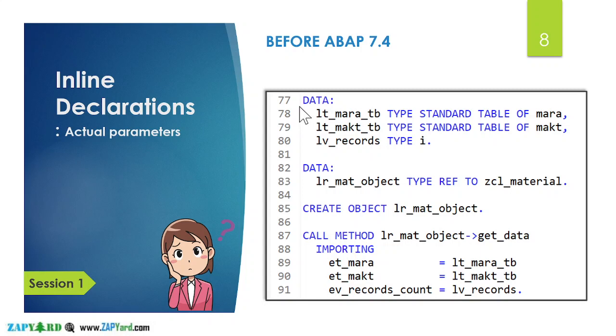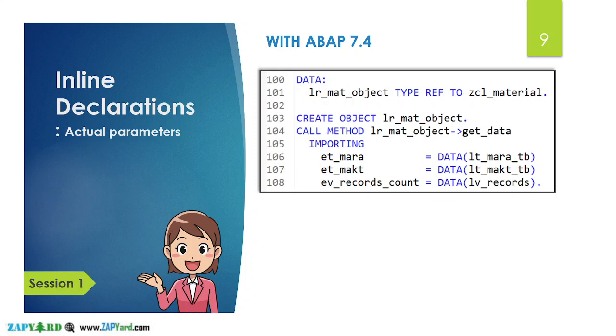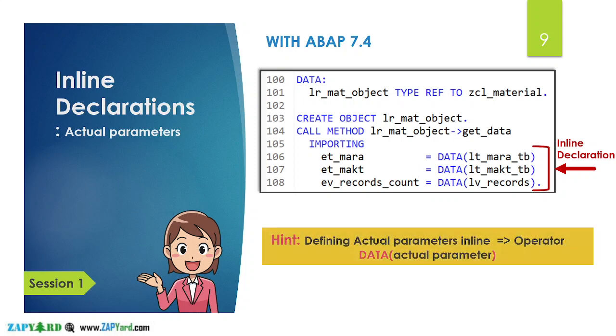Suppose we need to get material data using a method get_data of the class zcl_material. The actual parameters returned from the method are explicitly declared in the program. Let's have a look at how we declare that using ABAP 7.4. Now ABAP 7.4 enables the inline declaration of actual parameters. You can use the DATA operator to declare the actual parameters from the method, and the compiler identifies the type of each parameter. How simplified is this?